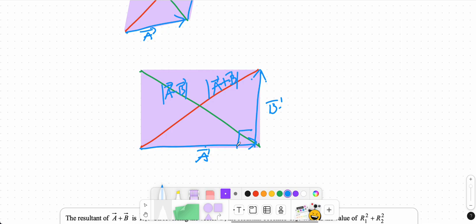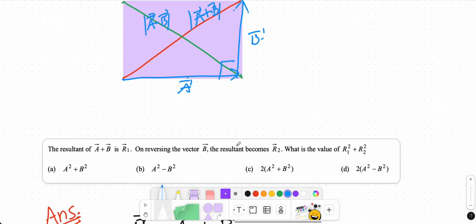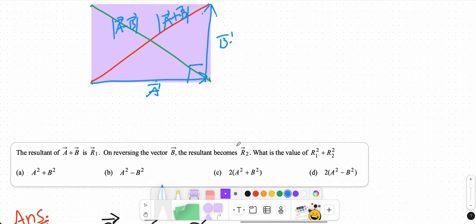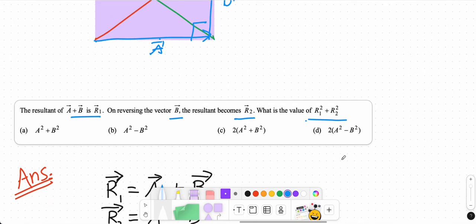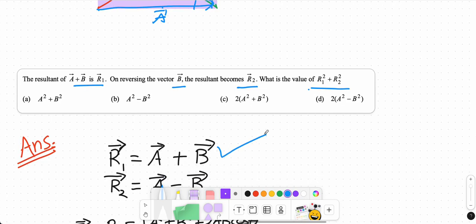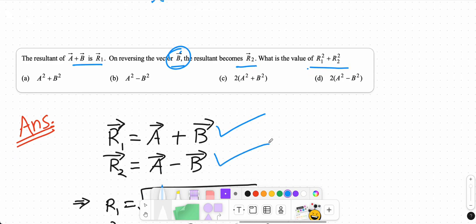Okay. Last question from the parallelogram. You can attempt it and then we will discuss. The resultant of A plus B is R1. On reversing the vector B, the resultant is R2. What is the value of R1 square plus R2 square? So it is given that A plus B vector is R1. On reversing B, that means A minus B is given R2.